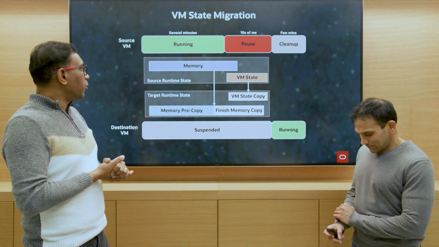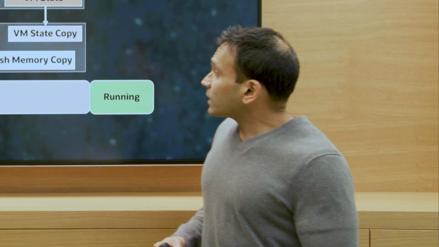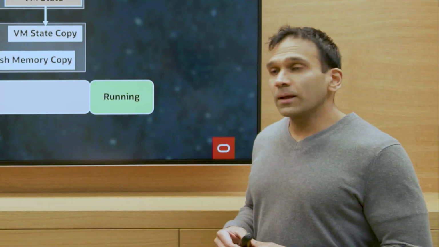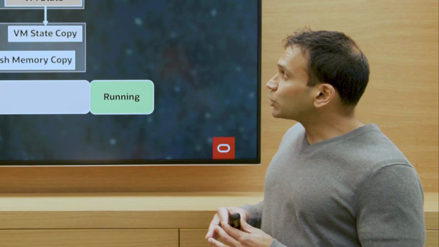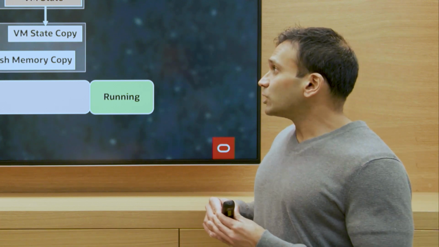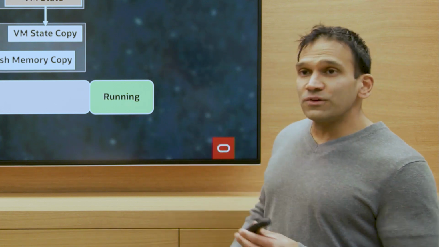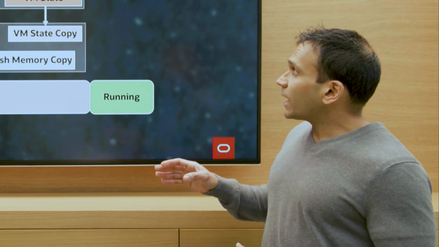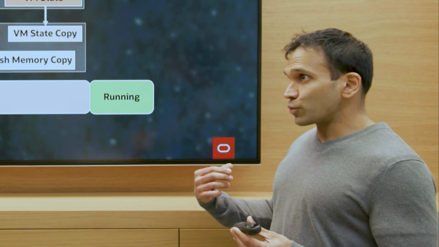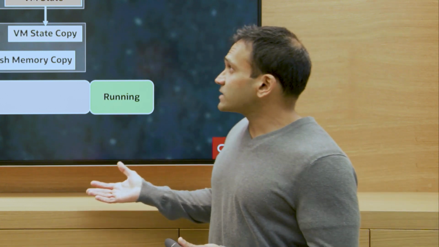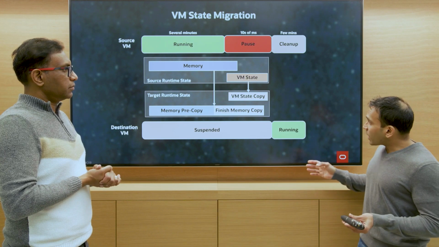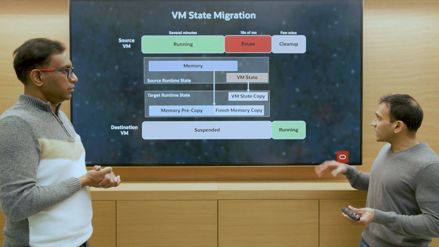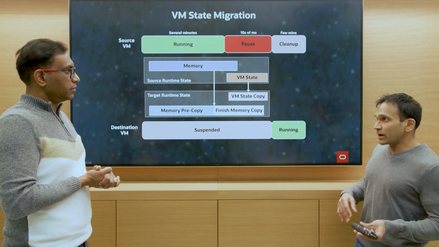Let's talk a little bit more about the memory copy itself. There are a couple of ways to handle copying memory in the industry. One way is post-copy, in which the destination VM is started right away, and memory is actually paged in from the source. Now, the advantage to this is that you do not require any pauses. The destination VM is essentially resumed right away.